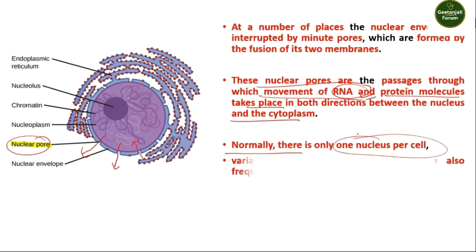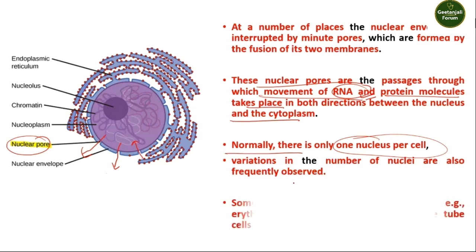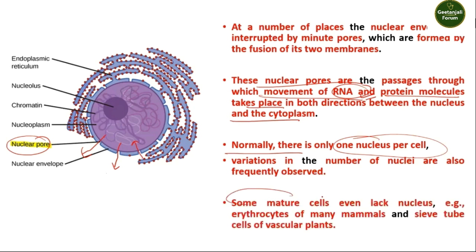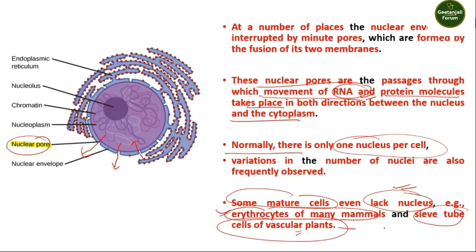Normally in a cell, there is only one nucleus, but some cells can have more than one nucleus. Also, there are some mature cells which do not have any nucleus. For example, erythrocytes of many mammals don't have any nucleus. Also, sieve tube cells of vascular plants. Vascular plants are those which have xylem and phloem in them. These vascular plants' sieve tubes also do not have any nucleus.